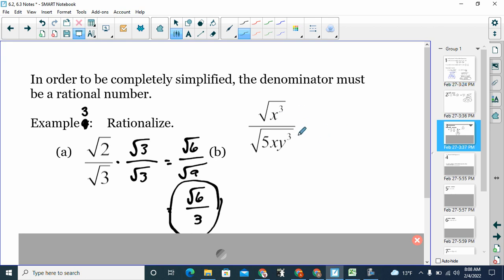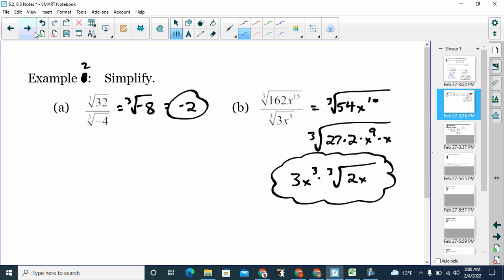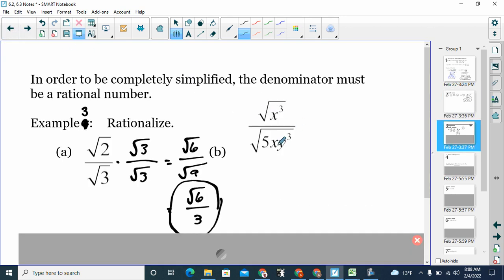Part B, I've got square root of x cubed divided by square root of 5xy cubed. First thing we're going to do, just like any other division ones, we're going to divide anything I can first. And the whole thing doesn't divide, but x cubed divided by x does come out even. It's x squared. 5y cubed, I don't have anything to combine that with. I'm just going to leave it as 5y cubed.